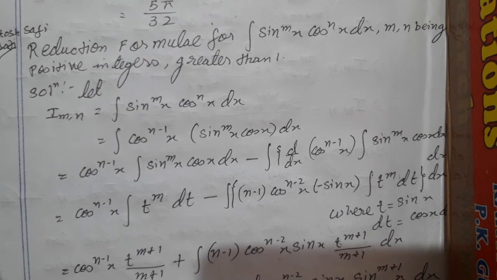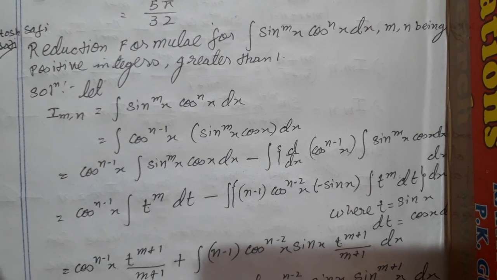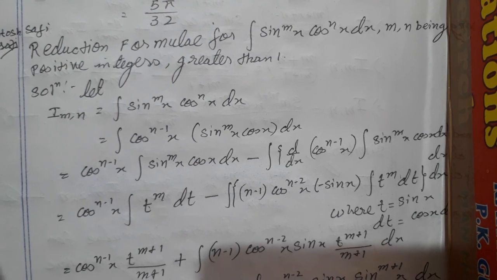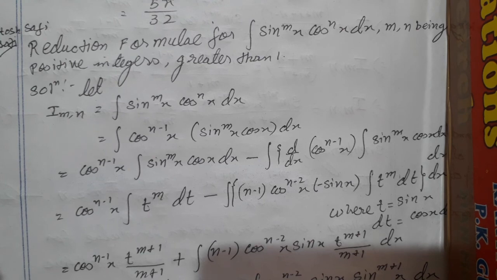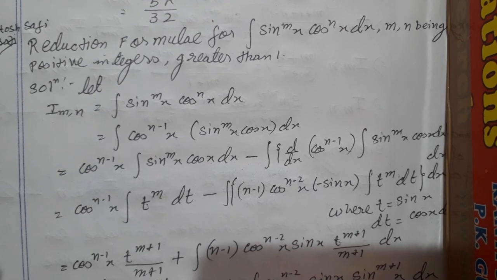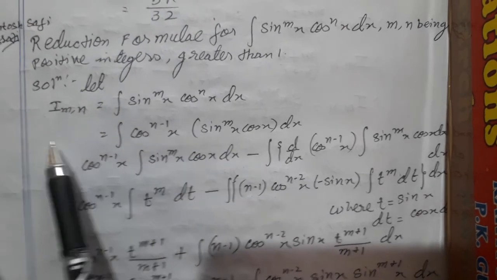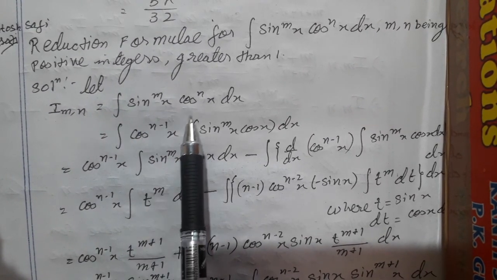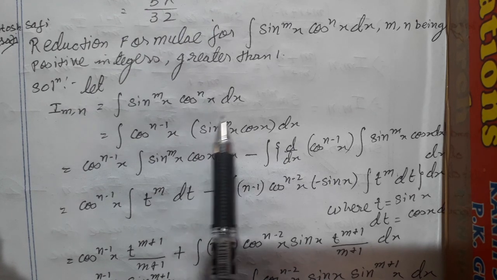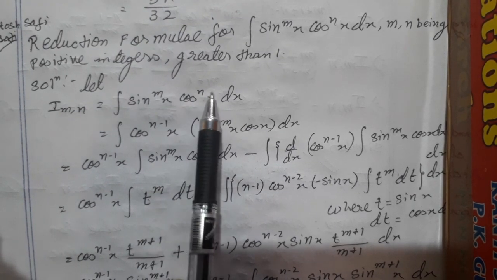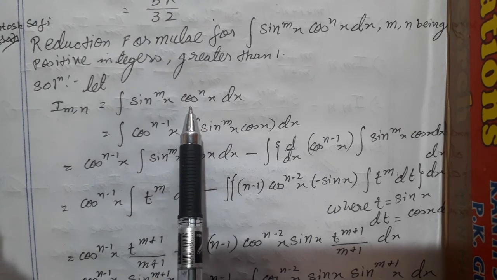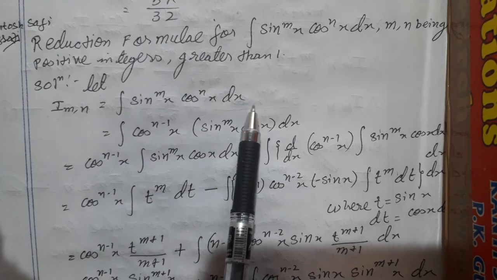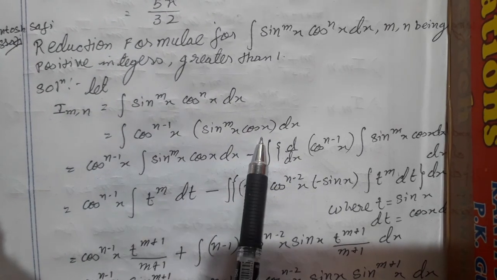In this video, I'm going to find the reduction formula for the integration of sin^m x cos^n x dx, where m and n are any positive integers greater than 1. I'm denoting this as I_{m,n}, the integration of sin^m x cos^n x dx. I'm writing cos^n x dx as cos^(n-1) x into cos x dx. So I have written it in this form.